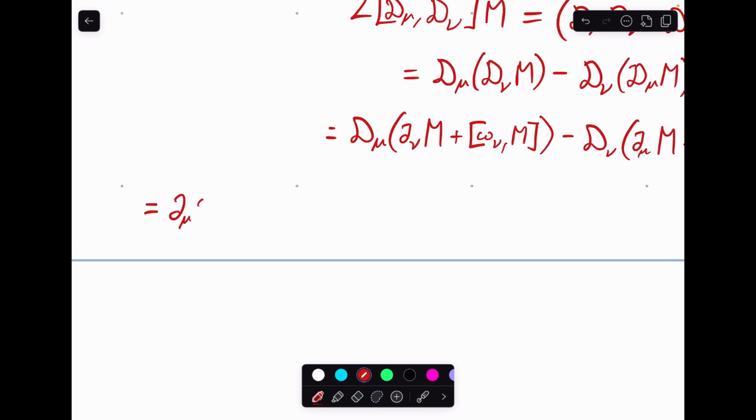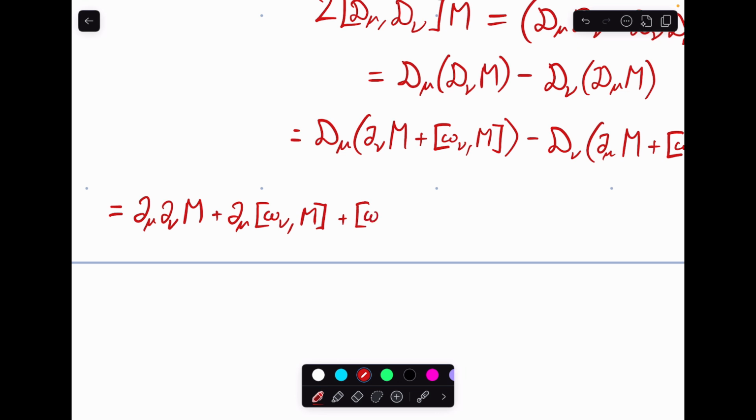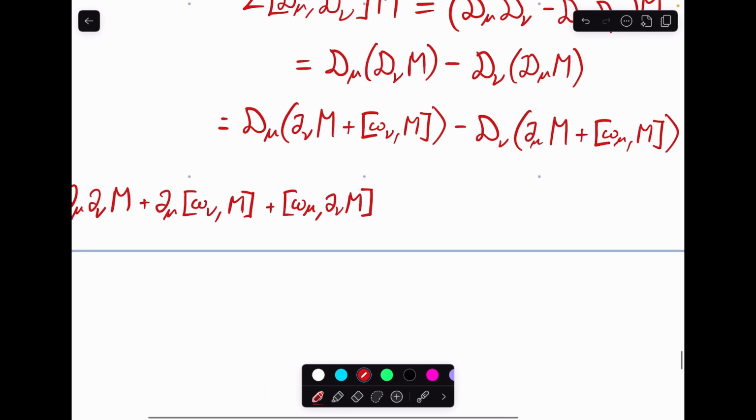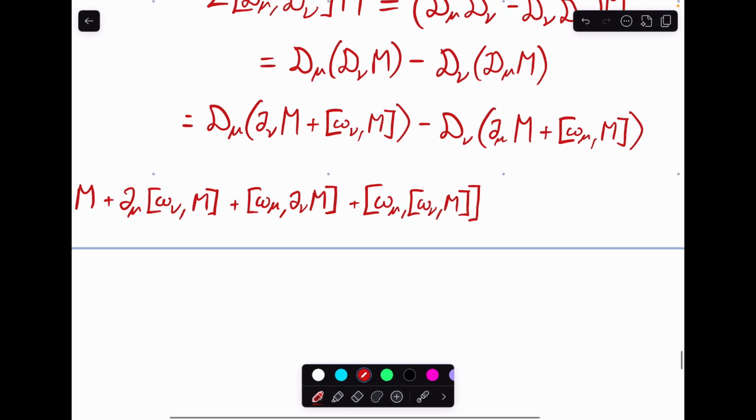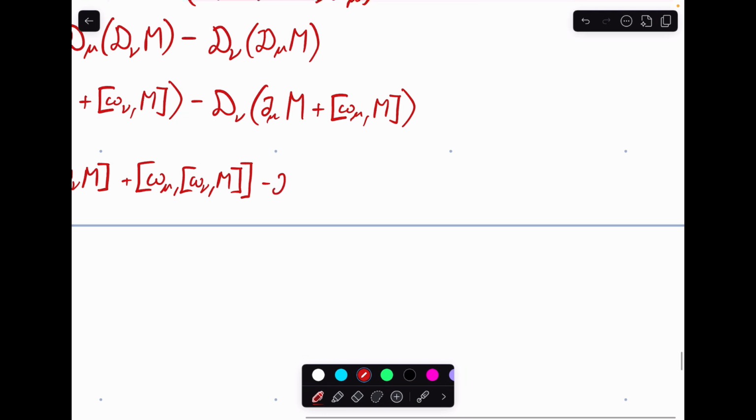We get partial nu M plus partial mu of the entire commutator, and then plus the commutator of omega mu with partial nu M, then plus the commutator of a commutator, omega mu, omega nu M, and then we're going to have minus partial mu, minus partial nu, and then omega mu M.